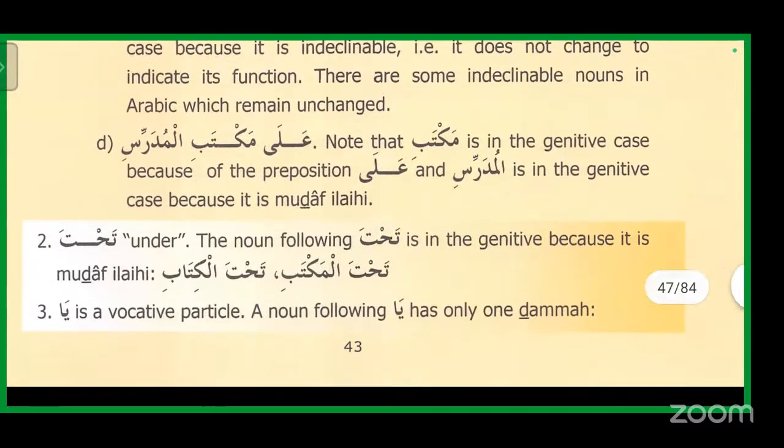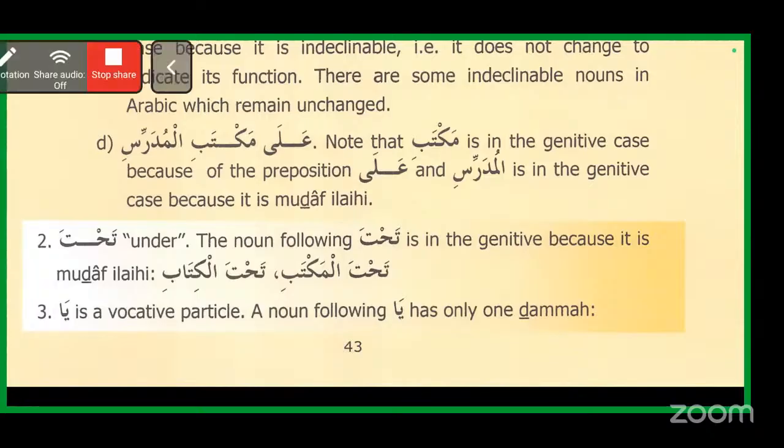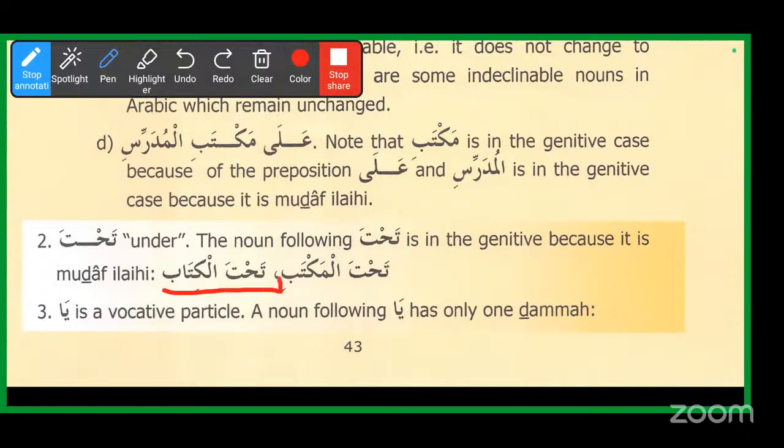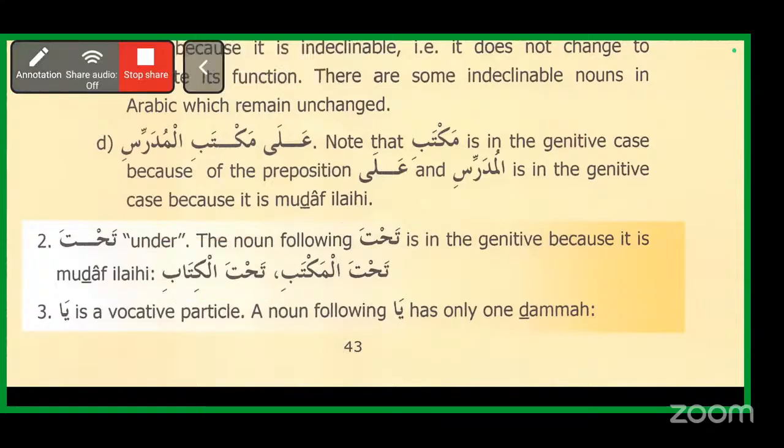Point number two is the word tahta. The word tahta means under. The noun following the word tahta is in the genitive case because it is mudafun ilayh. Tahtal kitabi. So tahtal kitabi is not jar majroor. Although it is giving a jar, tahta is not a harf jar, but still it gives jar. So that is why tahtal maktabi, tahtal kitabi.